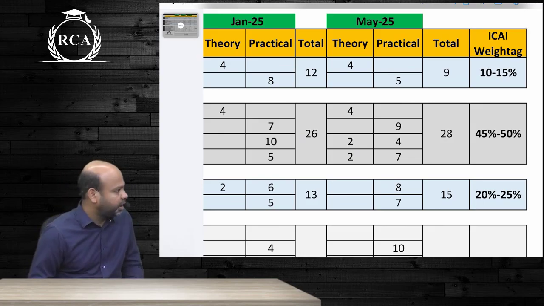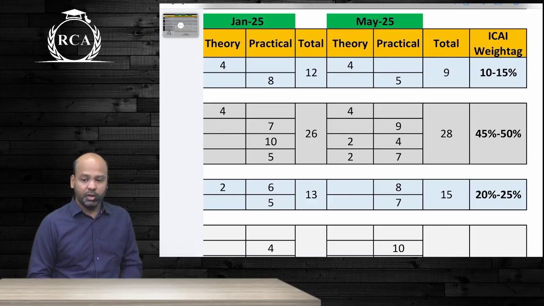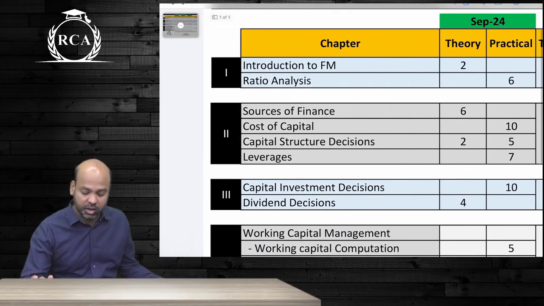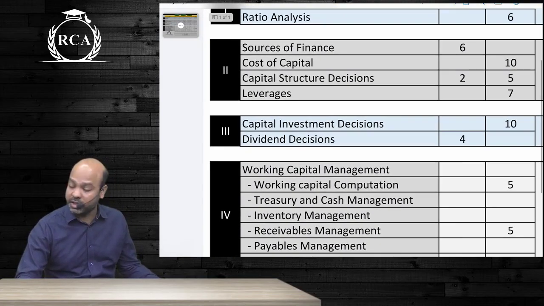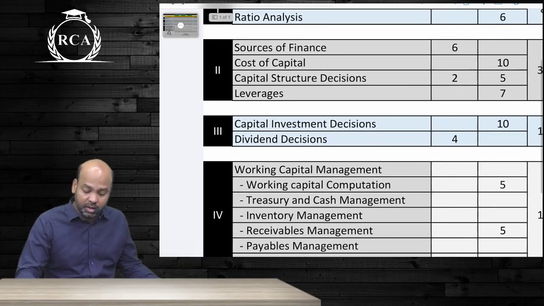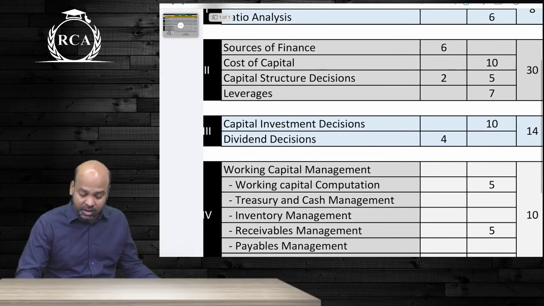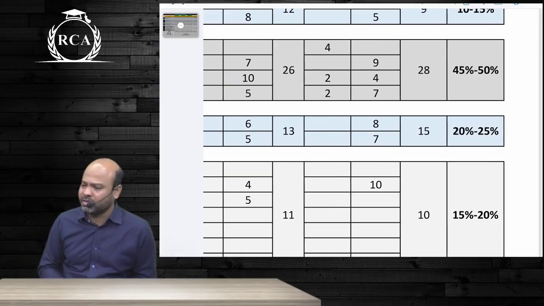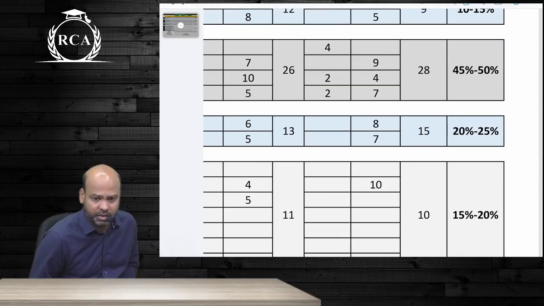So that is why we end up saying that the overall paper will always be for 62 marks. Do not ever mess up with these topics guys, which is cost of capital, capital structure decisions guys, and leverages. Now capital investment decisions, that is capital budgeting guys, and dividend decisions collectively have a weightage of about 20 to 25 marks. So that's about 15 marks coming from these topics.